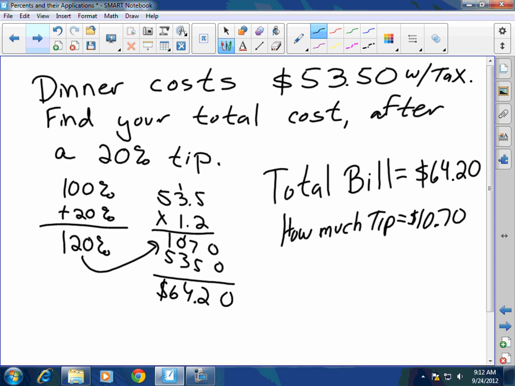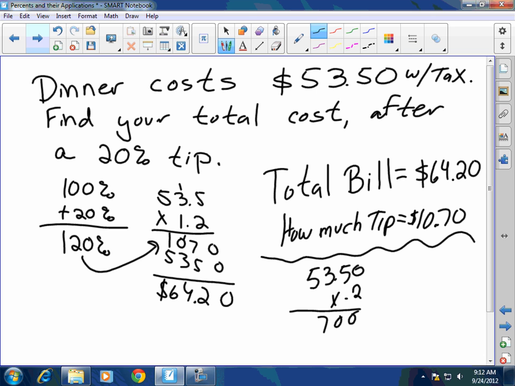Now, what if I say to you, instead of find your total cost, what if just from the beginning I said, find the amount of tip? How would you do that part? If I just said, find the amount of tip without doing all of this first. Yeah, exactly. If the question just asks, how much are you going to pay if you pay 20% tip, aren't you paying 20% of 53.50? So you go 53.50 times 0.20, 1, 2, 3 decimals right there. So 10.70 equals the tip. Once you add that to the original cost, you have your total bill. Does that make sense, boys?